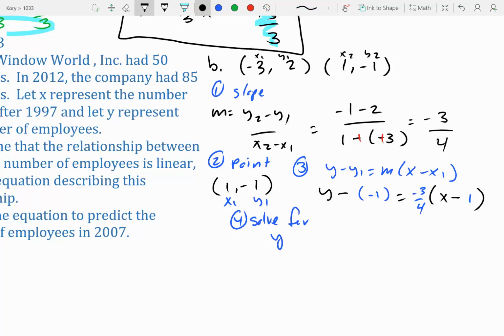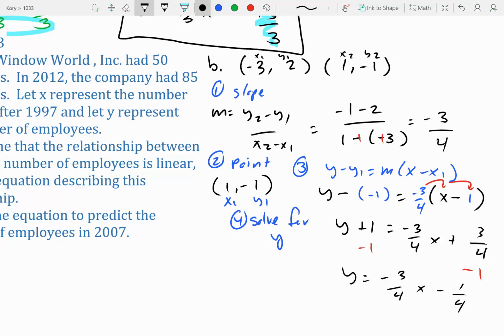Even though we need to go to standard form, you still need to follow each step to get to standard form. So you still need to do step 4. We need to distribute negative 3 over 4. So we have y plus 1 equals negative 3 over 4x plus 3 over 4. Now we still need to solve for y by subtracting 1. So we have y equals negative 3 over 4x minus 1/4.